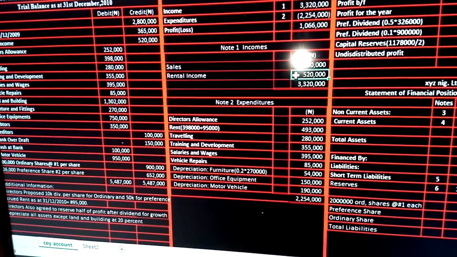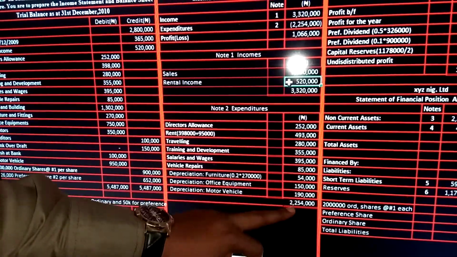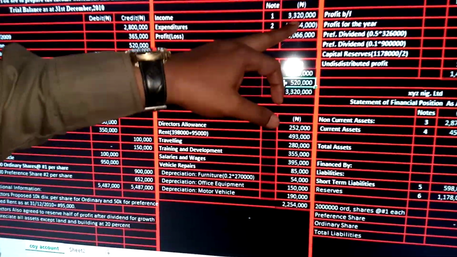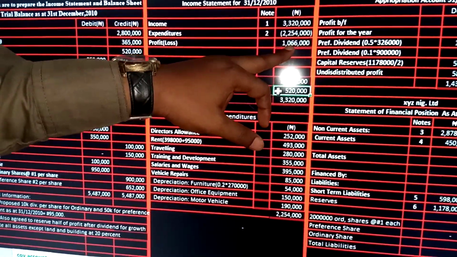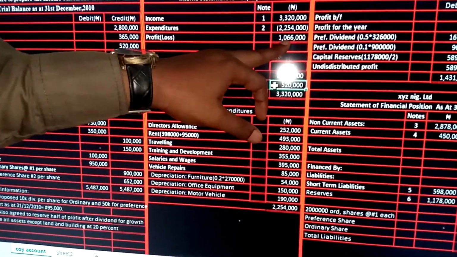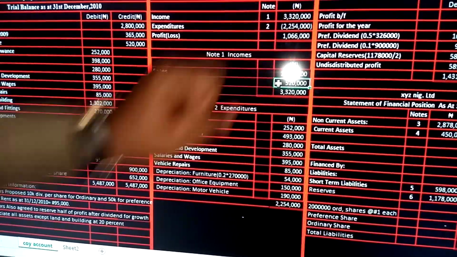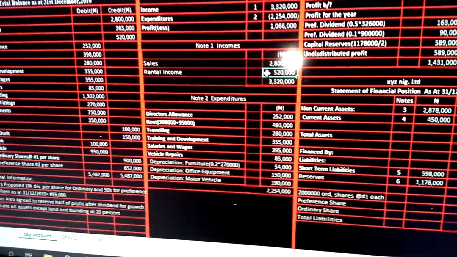So you have all your expenditures. You add everything, you have 2,254,000. That's what you have here in note 2. Take this out of 3,320,000. You have 1,066,000. That is the profit you made for the year. Okay, so let's now appropriate.